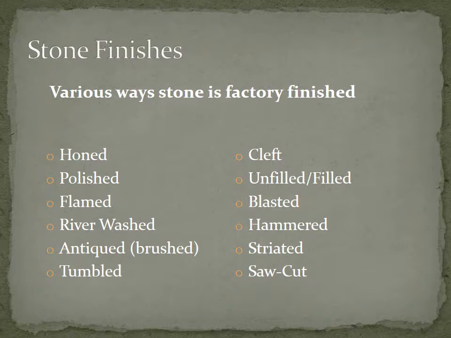Tumbled is where they literally tumble the stones in a big vat or a tumbler with a little bit of silica sand in there, and they bang against each other, and it leaves a real soft finish. It eats away at the softer veins, similar to river wash finish, and chips the edges, kind of rounds the corners a little bit, and gives it a real old world, natural kind of antique look to it.